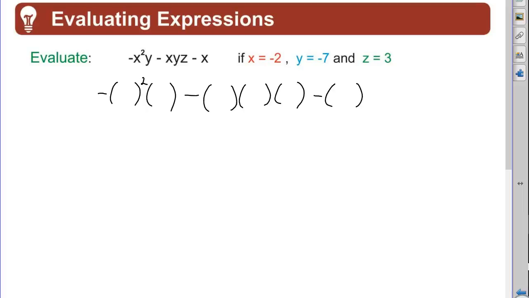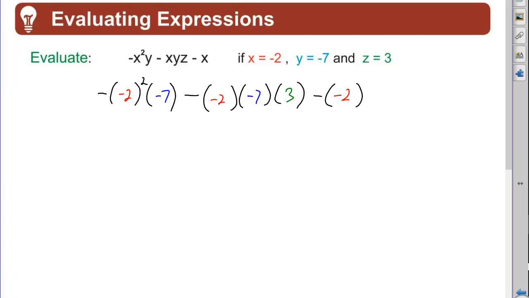All right, I'm going to take my red. Everywhere where there's an x, I put a -2 in the parentheses. There's an x, -2 in the parentheses. There's an x, -2 in the parentheses. All right, take my blue. Where there's a y, -7. There's a y there. There's a y there. And then we got a z in green, and the z is there. Okay. Look, if you'll take care of things like that, you're going to be in good shape.